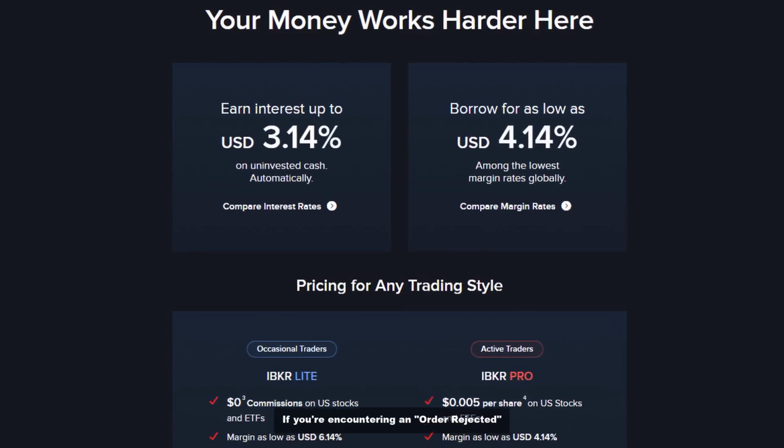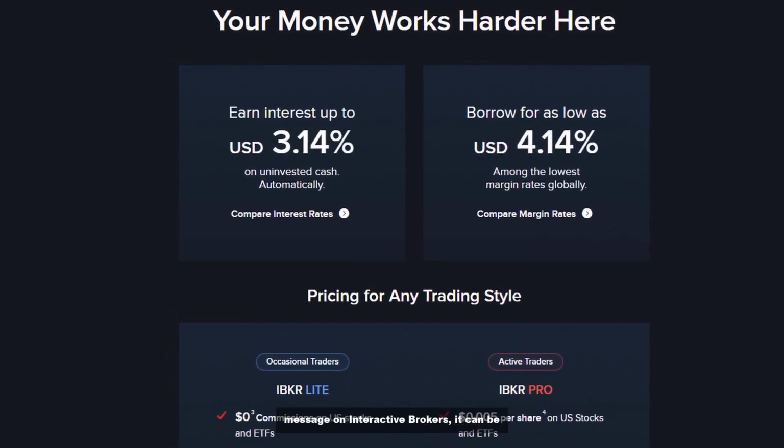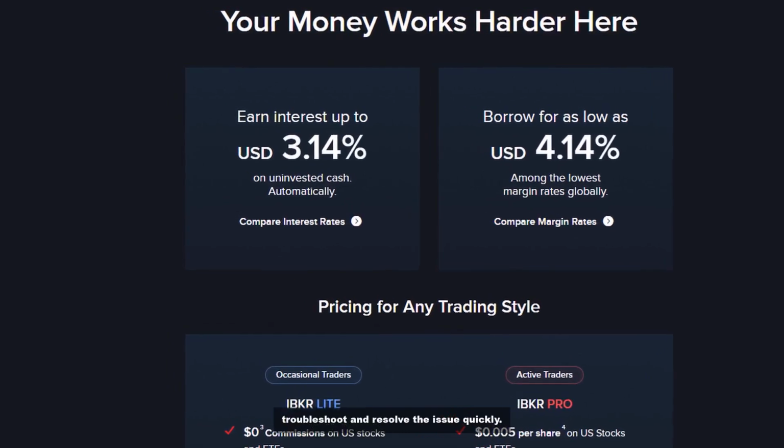If you're encountering an order rejected message on Interactive Brokers, it can be frustrating. Follow these steps to troubleshoot and resolve the issue quickly.